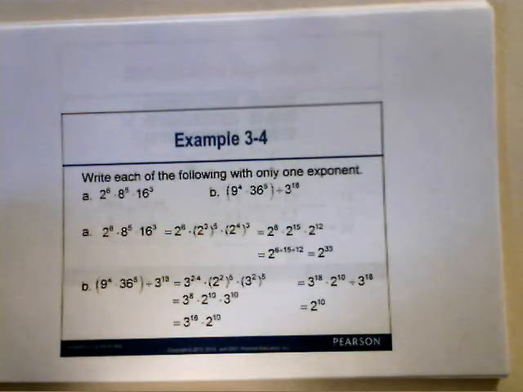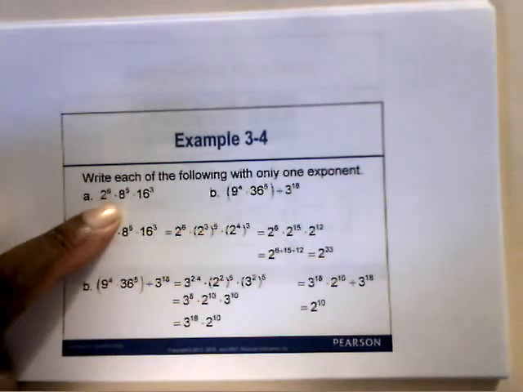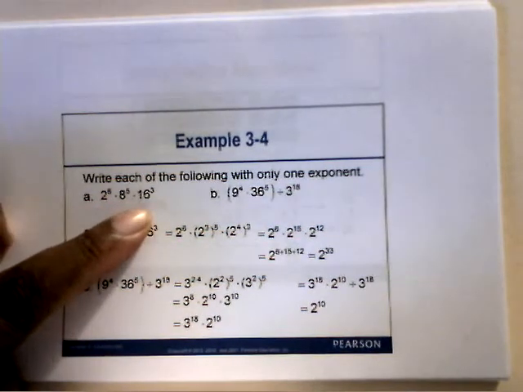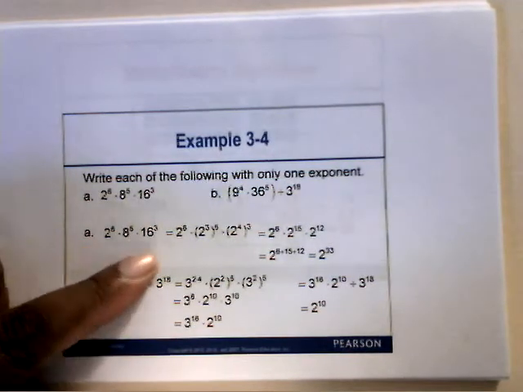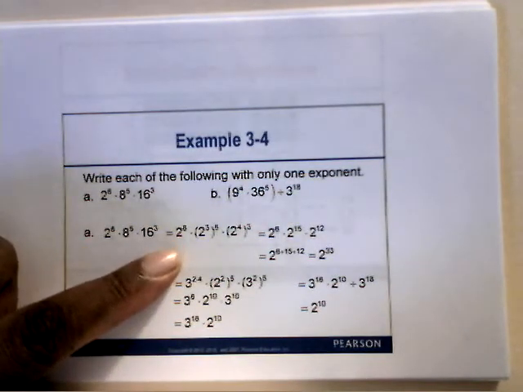And here are some examples of this. We're going to write each of the following with only one exponent. In part A, you've got 2 to the 6th times 8 to the 5th times 16 to the 3rd power. Now here's how they work this problem out. They brought over the 2 to the 6th.